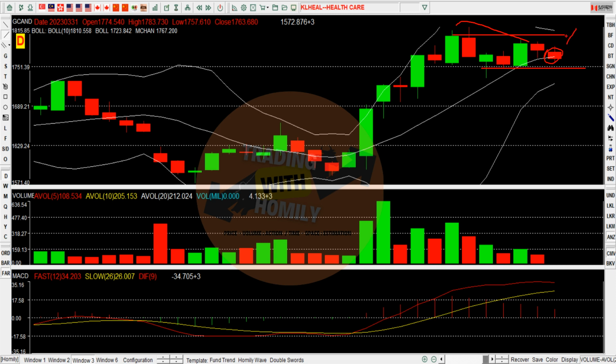So for short-term or medium-term investors, this is a caution signal for short-term or medium-term traders. What's more, we can see here is a potential death cross for the MACD.